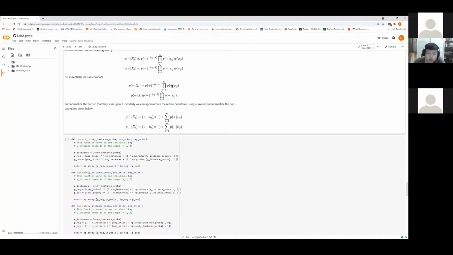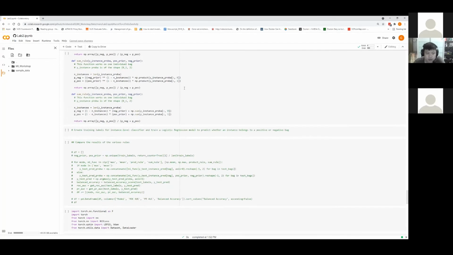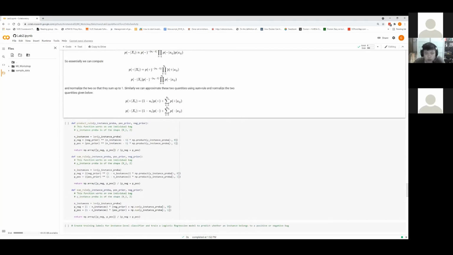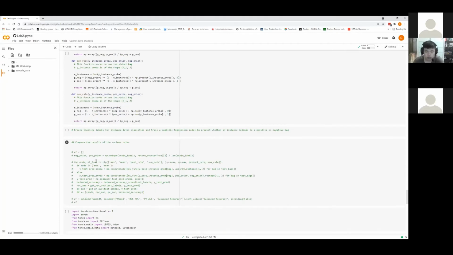So what we don't have right now is the probability that the bag is positive or negative given its instance. But we can train a classifier to do that, and we're going to do just that. Our objective now is to learn a classifier that, given an instance from a bag, gives a measure of confidence, a probability that that instance belongs to a positive or negative bag. And then we're going to combine that probability with this product rule or sum rule. To do that, we need to create training labels for the instances.